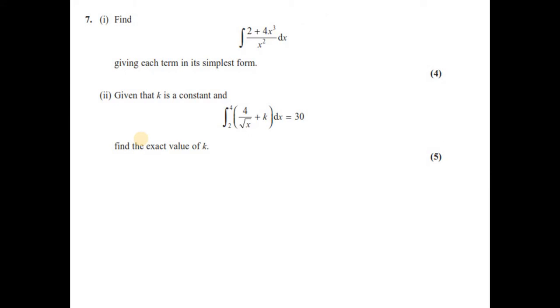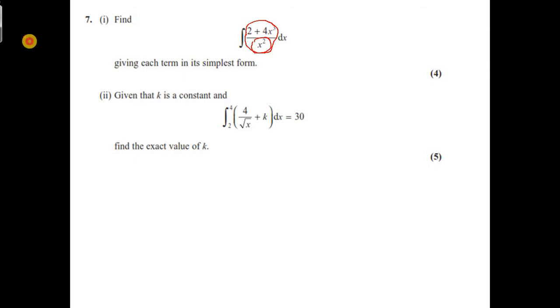Okay, question number 7. Find the integral of (2 plus 4x cubed) over x squared dx, given each term in its simplest form. Remember, if we have a variable in the denominator, we cannot integrate it directly. So before integration, we need to simplify this integrand, which is 2 plus 4x cubed over x squared. And how do we do that?